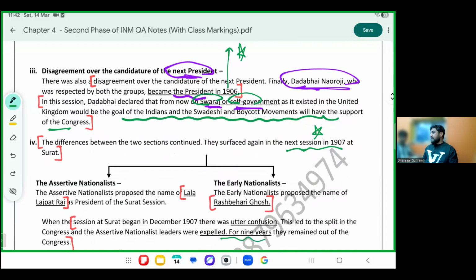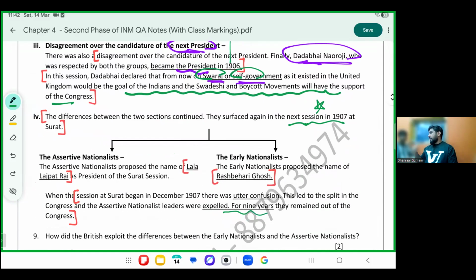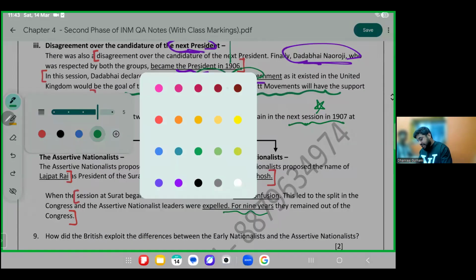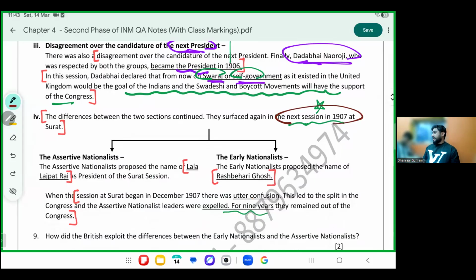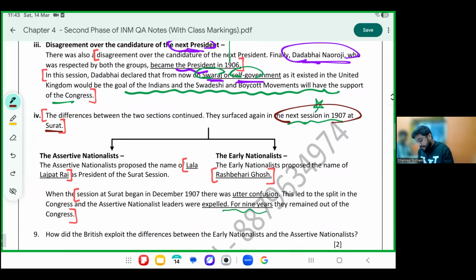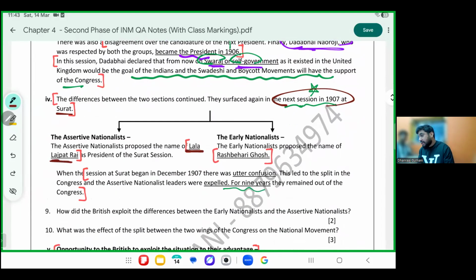But this can happen. Then they said we agree to this, but the other side said we will continue fighting for it. Next session, 1907, 1 year later, was at Surat. They again fought for the presidency. The assertive wanted who to become president? Lala Lajpat Rai. The early wanted who to become president? Rash Behari Bose. Their names are important for MCQ.